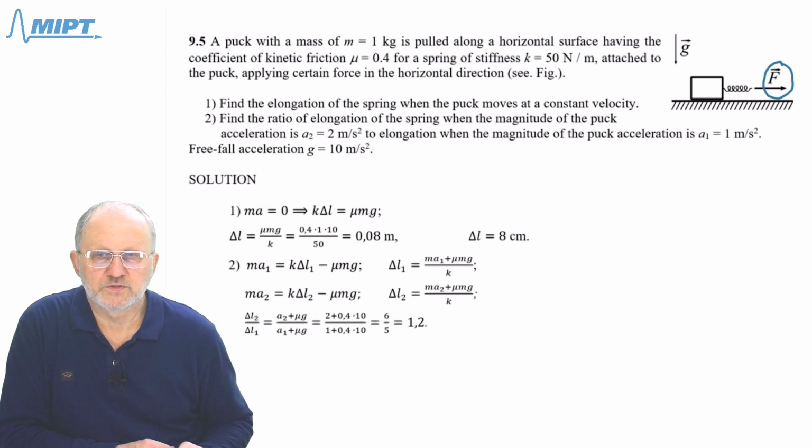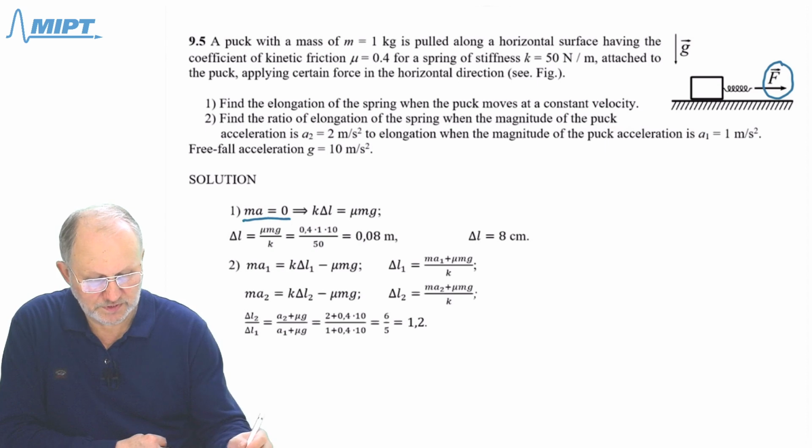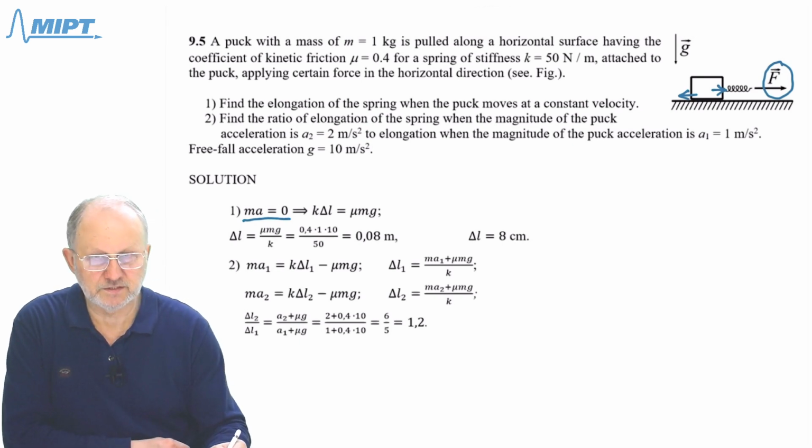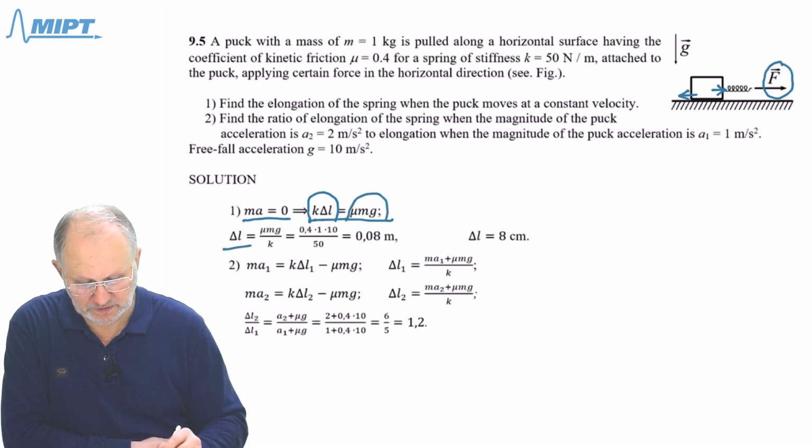There are 2 questions to this problem. The first question is, find the elongation of the spring when the puck moves at a constant velocity. If the velocity is constant, then the acceleration is 0, which is indicated here according to Newton's second law. And in this case, the force acting on the puck from the spring will be equal to the force of friction. 2 equal forces will ensure that the acceleration is 0 and the velocity is constant. So here we have this condition. The force acting on the puck on behalf of the spring, which is Hooke's law, equals the force of friction. And from here we obtain the elongation of the spring, which is just 8 centimeters.